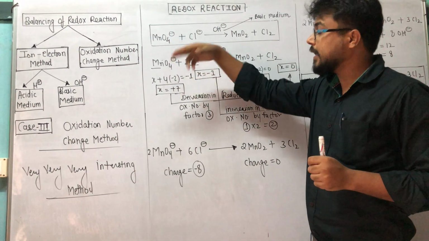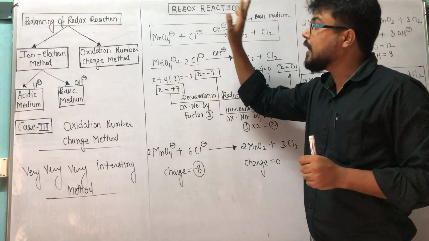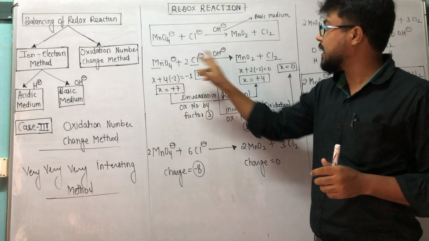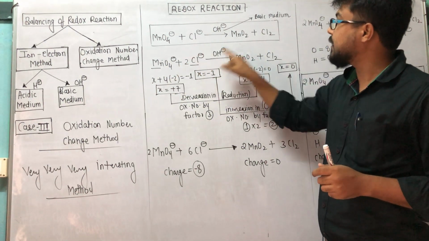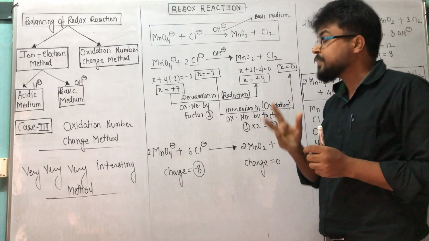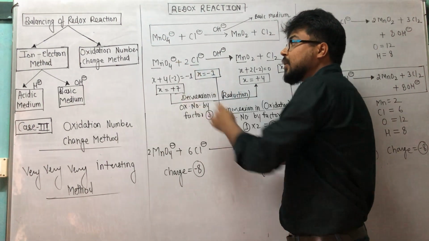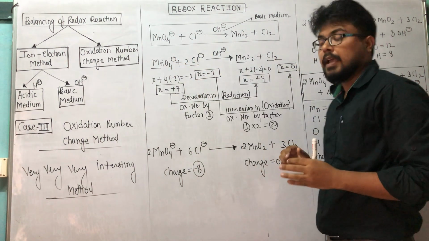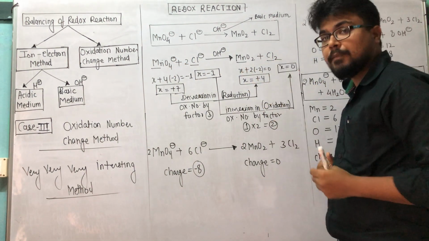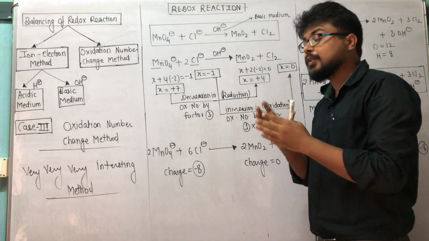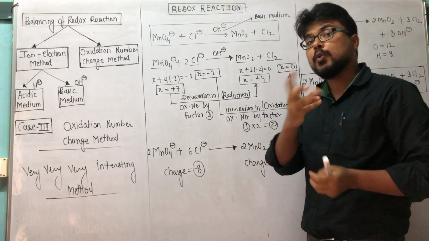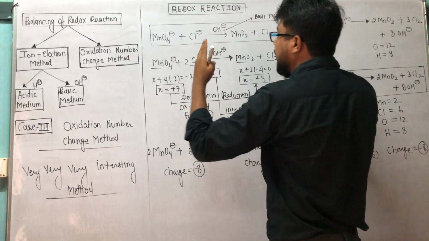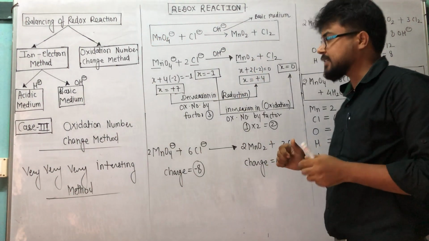So here I have to ignore the oxygen atom, and first check the manganese atoms: 1 and 1, and chloride ion is 1, chlorine atom is 2, correct? So I put this 2 because I have to balance the chloride or chlorine atom in this equation. And the benefit of this method is that we do not have to divide into two equal halves, that is the ox half or red half. Directly we can manage with a single step reaction, correct?